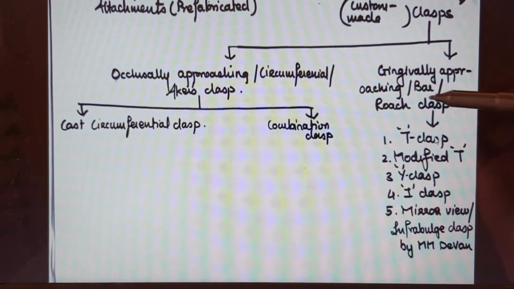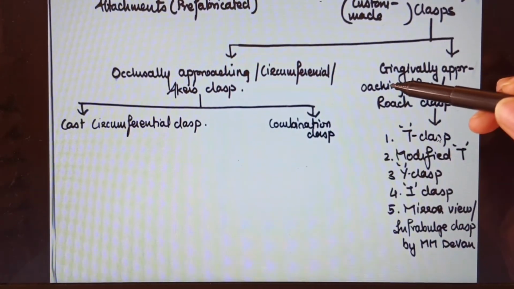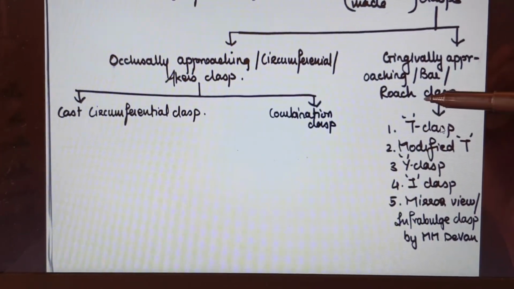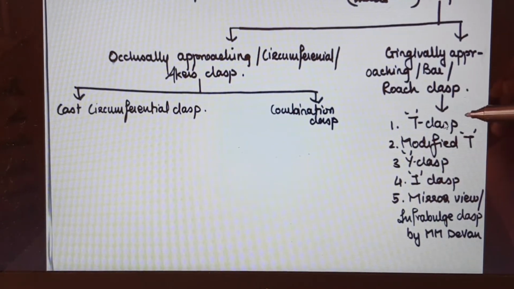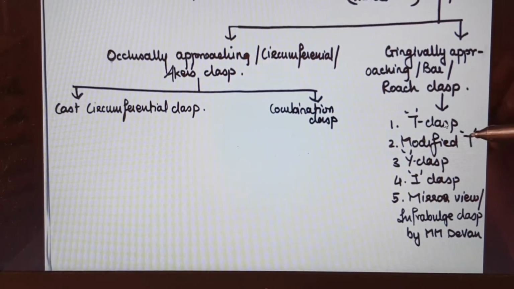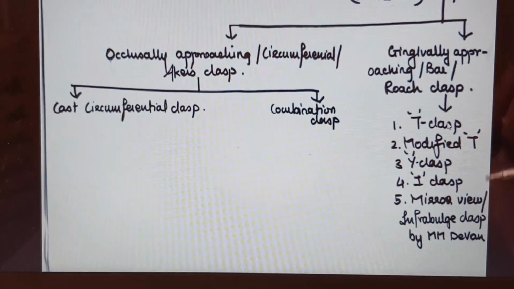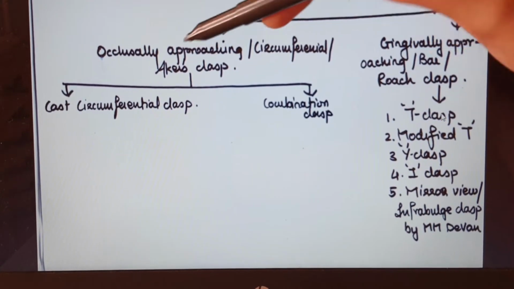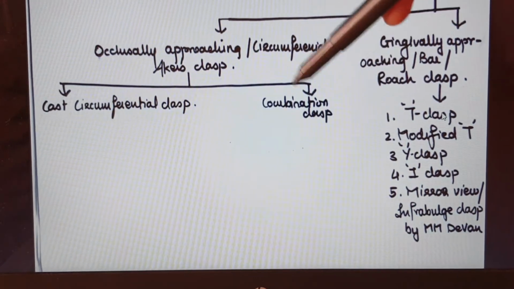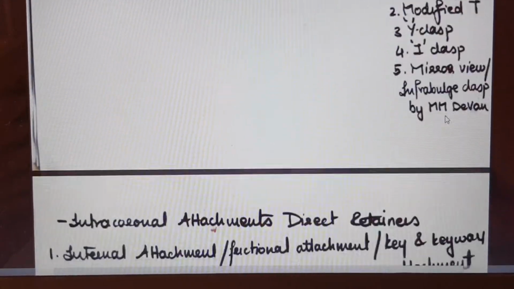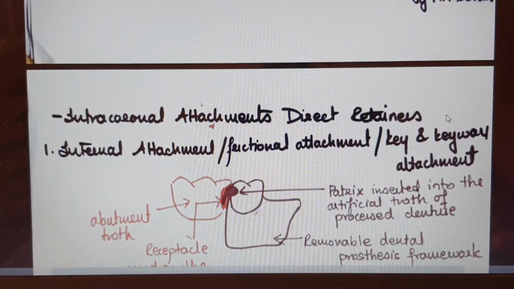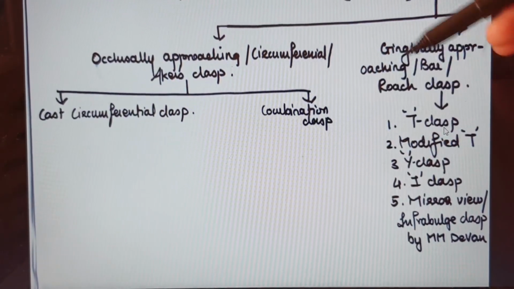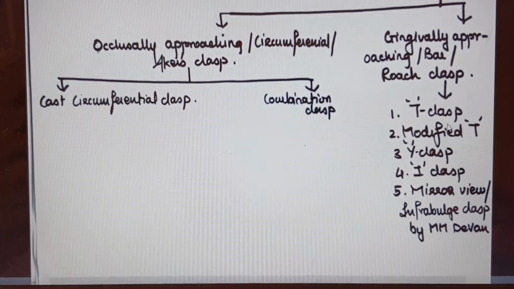Now in gingivally approaching clasp, which means that your retentive arm is approaching from the gingival margin. It is also called as a bar clasp or a roach clasp. In this we have various types like the T clasp, modified T clasp, Y clasp, I clasp, and mirror view or infrabulge clasp. In occlusally approaching clasp, we have cast circumferential clasp and combination clasp. Now, occlusally approaching clasp means your retentive arm is on the tooth and it is occlusal. We'll be talking about all these extracoronal clasp in our next video.